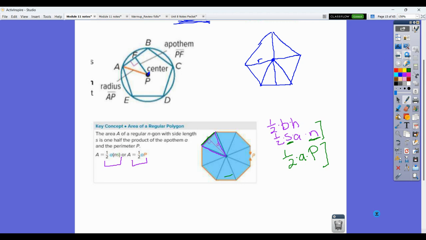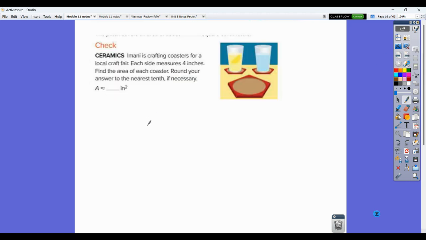Okay, so there's your formula, and let's go ahead and use it. There's an example at the bottom of that next page. I'm going to find it in my book. Bottom of page 640. It has a pentagon here. We're going to assume this to be regular.